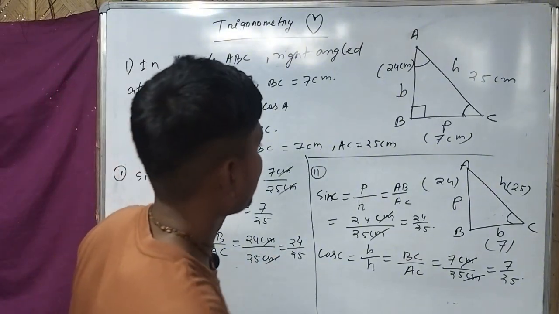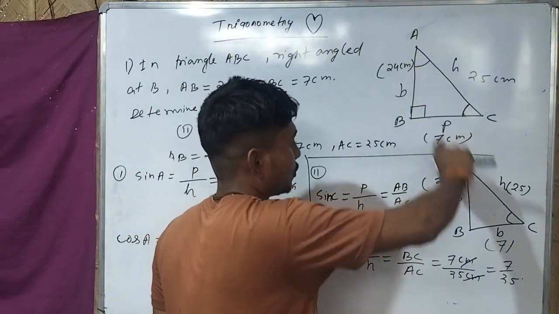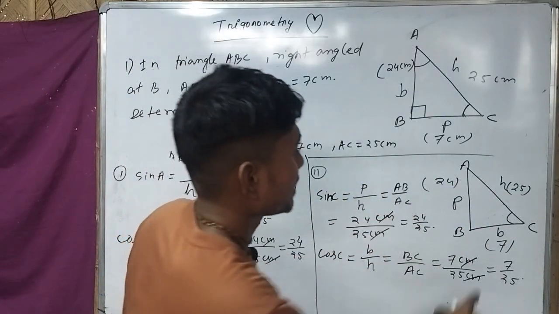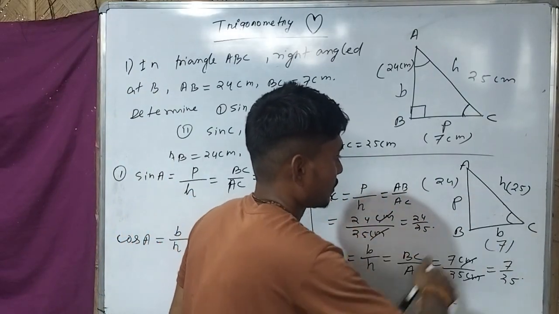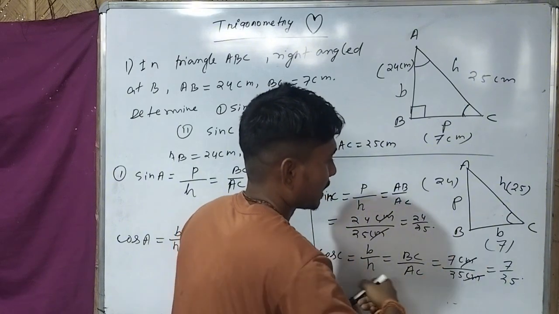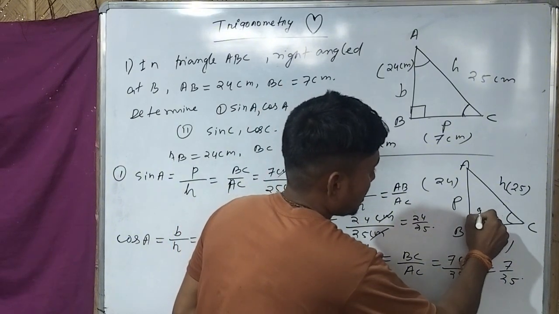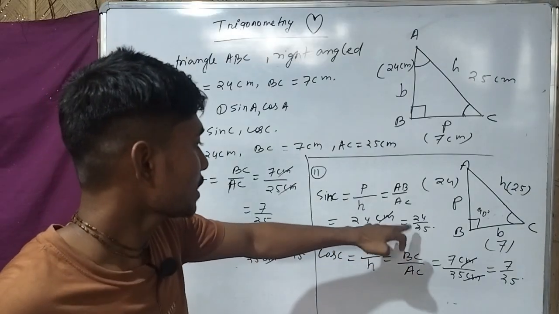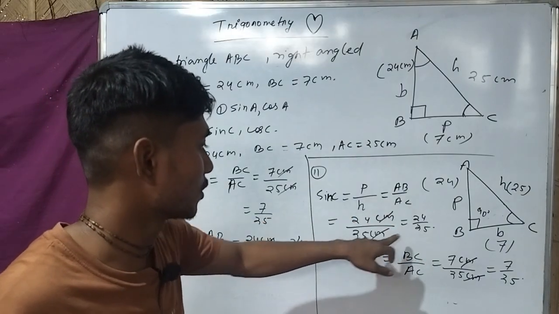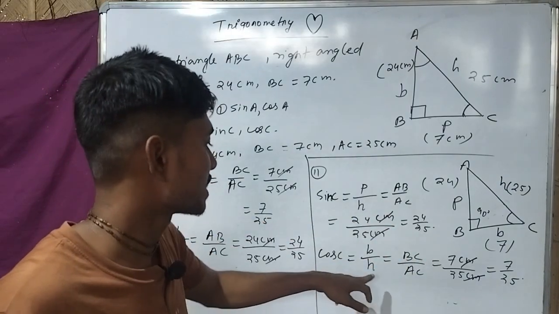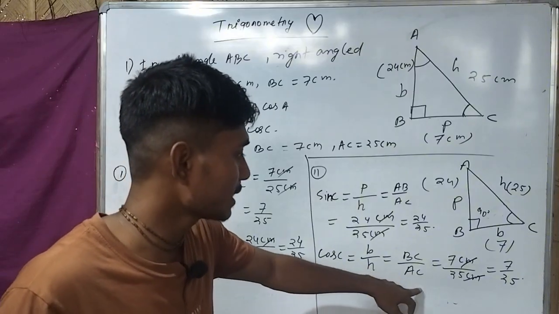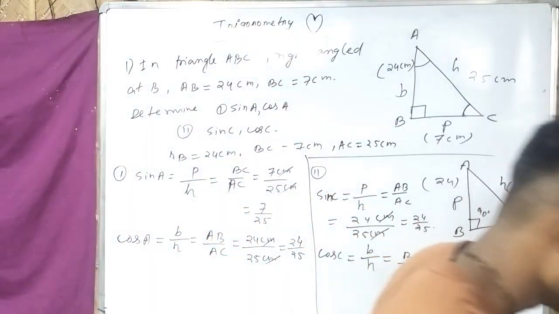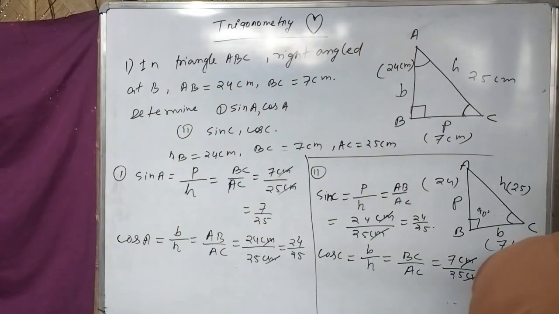Now sin of angle C. If the angle is changed, the perpendicular will also change. Now AB is the perpendicular and AC is the hypotenuse, because with respect to this angle, the opposite side will be the perpendicular. So AB by AC, 24 by 25. Now cos C means base by hypotenuse, that is BC by AC, 7 centimeter by 25 centimeter. Is it clear? If this is clear, now I am taking question number 2.